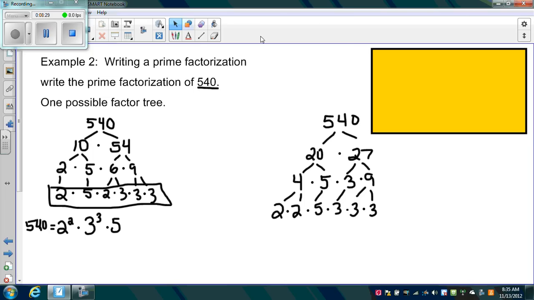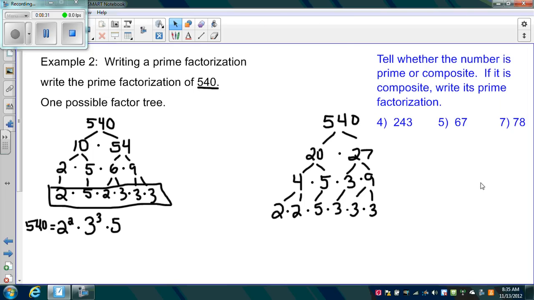So what I'd like you to try now is, tell me whether each of these numbers is prime or composite. And if it is composite, write its prime factorization. So complete a tree to show me what it is when you break it down just into those prime numbers. So press pause now and give it a try.